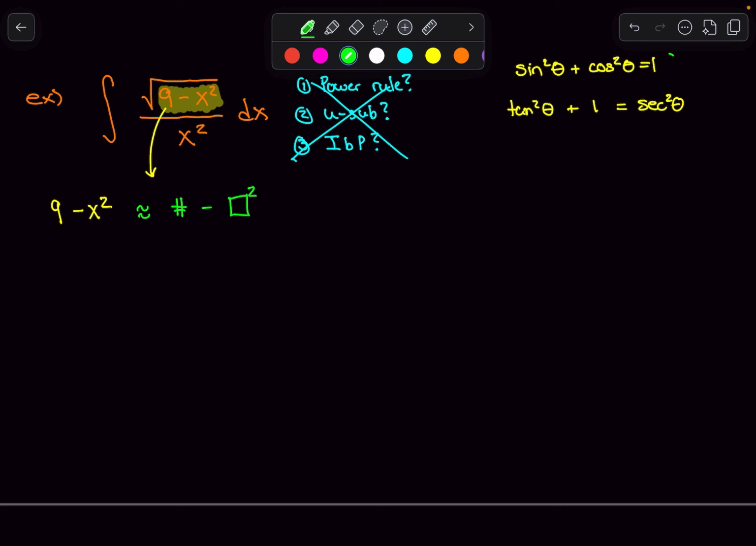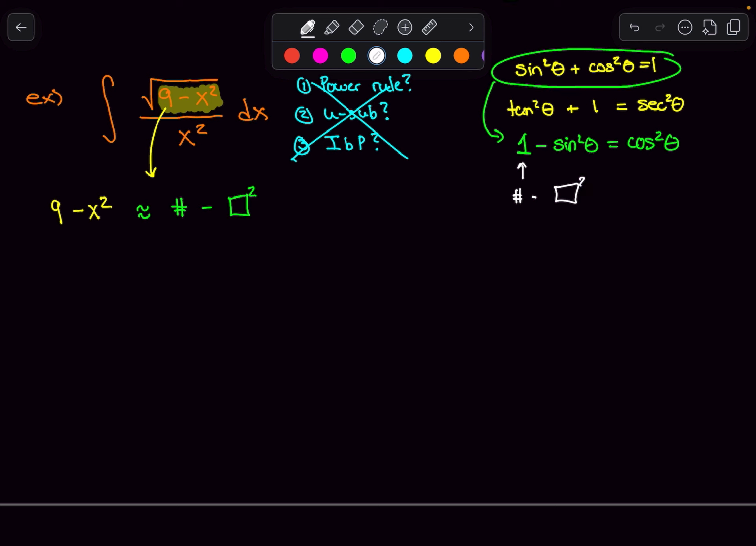And the reason why I'm doing that is, again, because of all of these trig identities. If I look at this first one, I could rewrite this as 1 minus sine squared theta is equal to cosine squared theta. This identity is in fact a number minus something squared. Now, again, the reason why I'm bringing this up is because we have to build an intuition for when to recognize that using trig substitution is probably going to be a good tool for us to try.